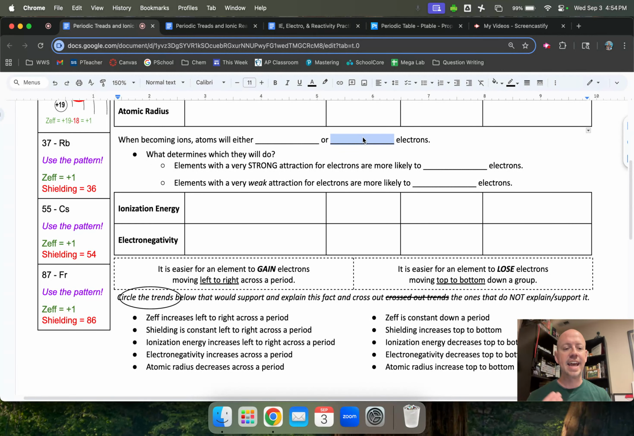But that connects to everything we just said about Zeff and shielding. The things with a very, very strong attraction have that strong attraction because of very small shielding and a lot of Zeff. That is what got them to be almost full, and that is what's going to make them gain electrons. When we have a very, very weak attraction, that corresponds to a very, very low Zeff, a very low number of valence electrons, and it's very easy to lose them.